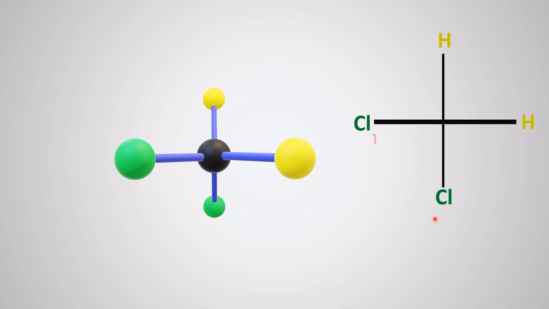So the numbering is: this chlorine is number 1, the hydrogen is number 2, the chlorine is number 3, and the hydrogen is number 4. These two groups are in the horizontal plane, facing the observer, and therefore they are given higher priority in numbering. These two groups are going away from the observer and therefore they are not given priority in numbering. You can see that the numbering is clockwise and therefore the configuration is R.